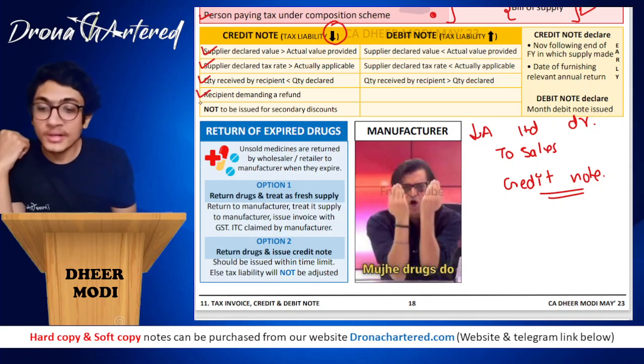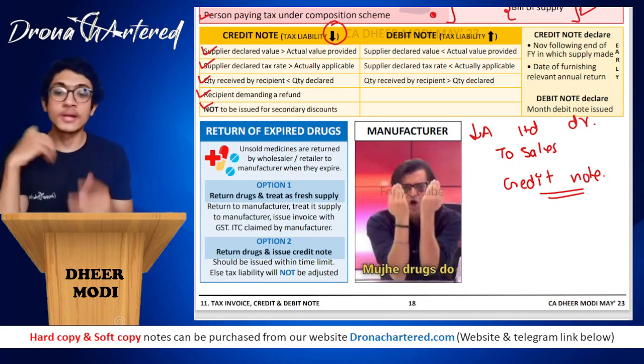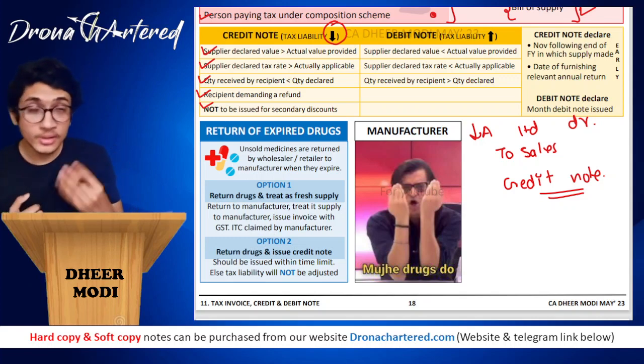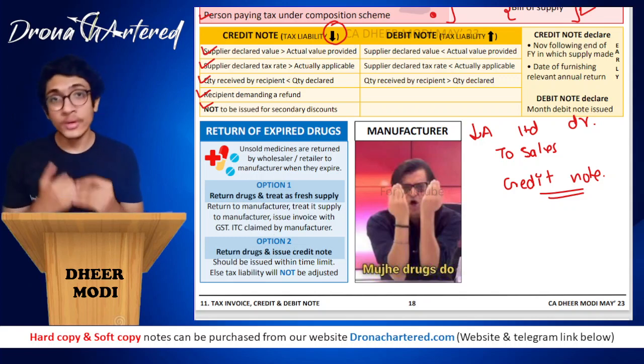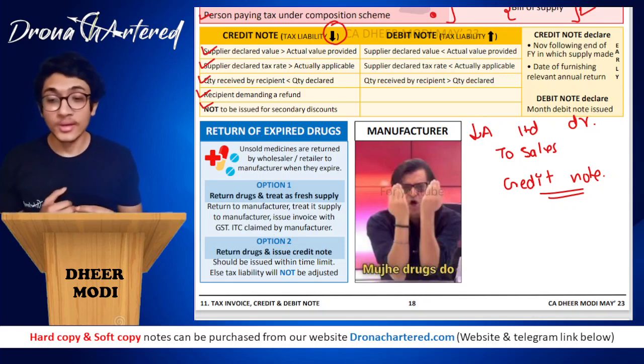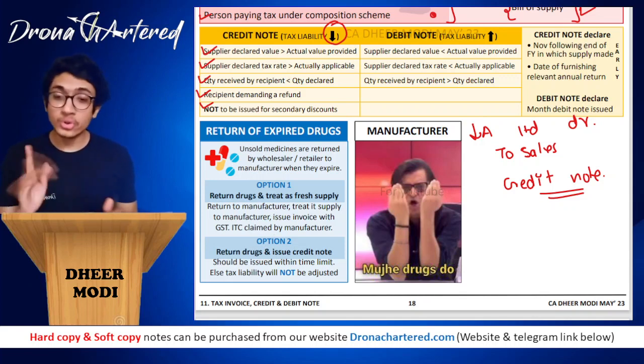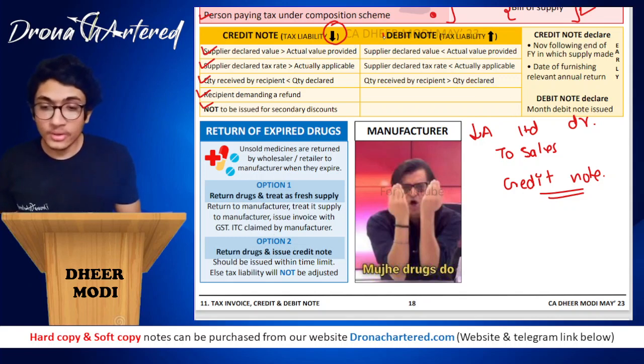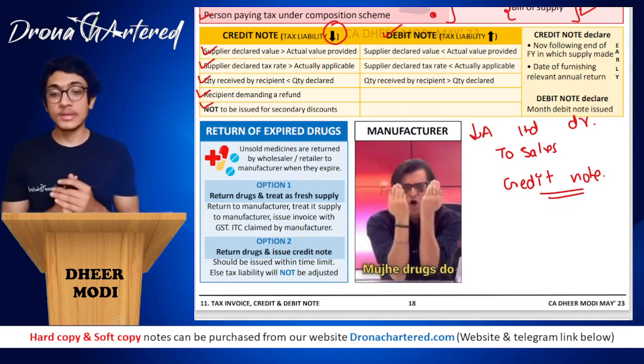Recipient is demanding a refund or not to be issued for secondary discounts. Secondary discounts are any discount that you had not issued, that you had not agreed to at the time of supply. These are your secondary discounts. So in these cases, credit note should not be raised. And I hope debit note part is also similar. It will be easy to understand.